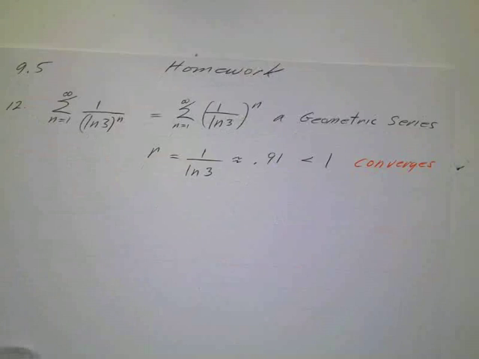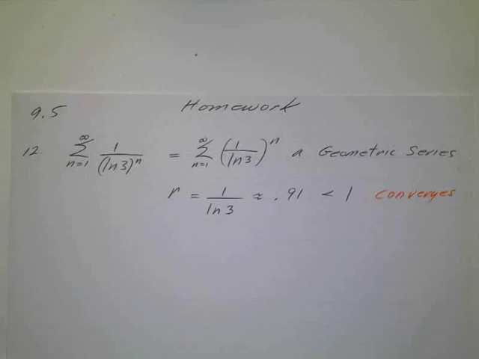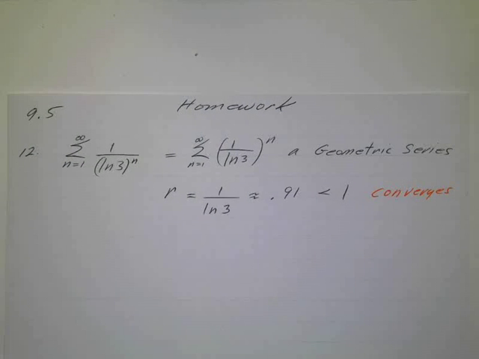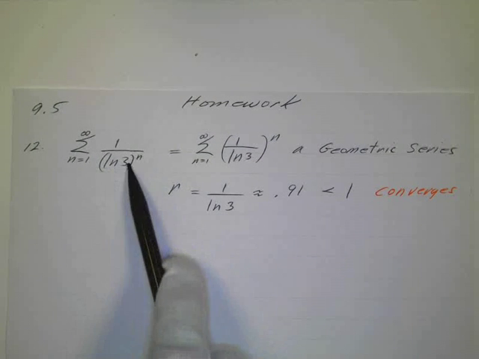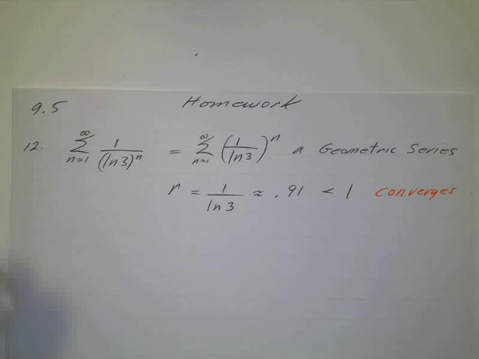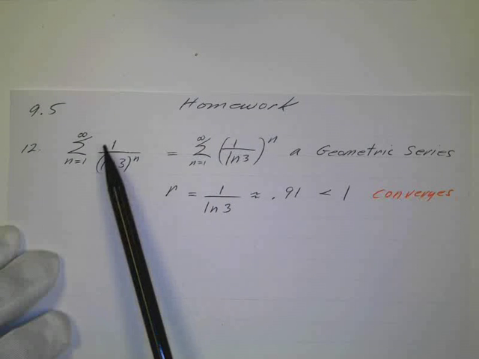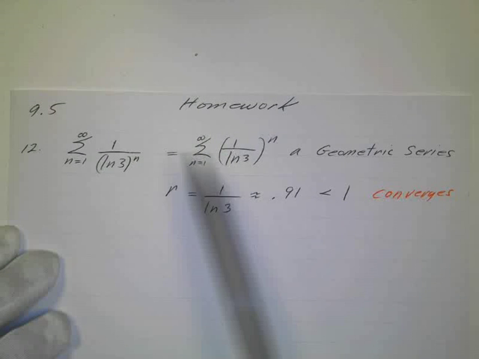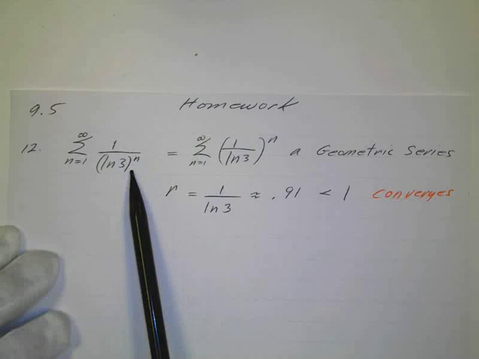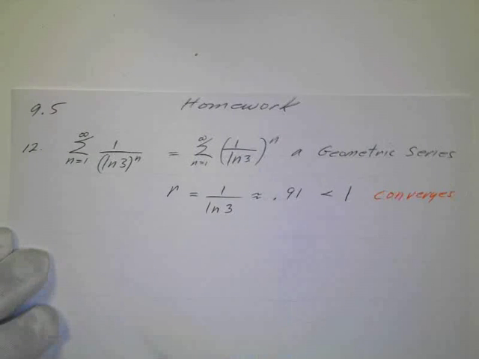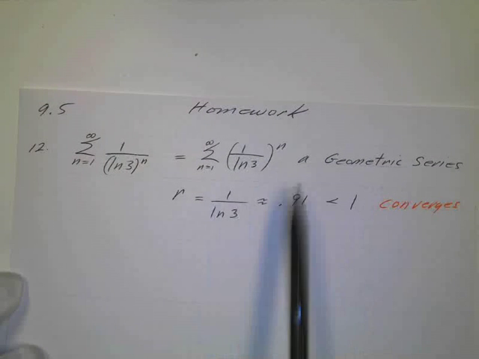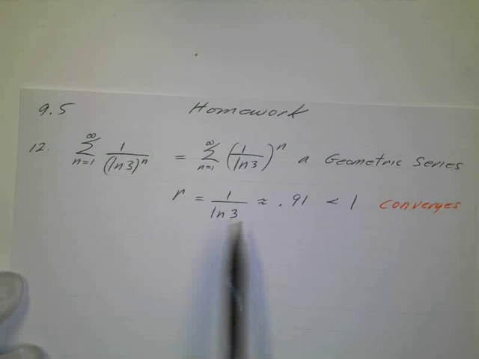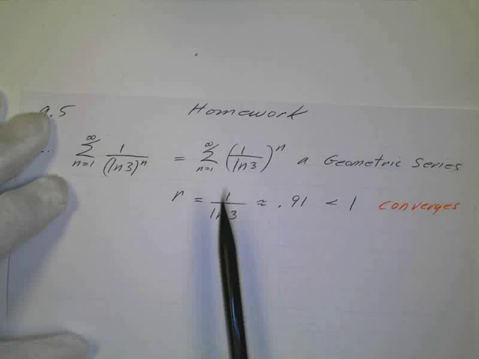Okay, and just one more here, number 12, to finish up this part of the assignment. In number 12, I have the summation from 1 to infinity of 1 over the natural log of 3, to the n. Again, we can write this as a geometric series. 1 to the n is the same thing as 1, so I could write this as 1 to the n over the natural log of 3 to the n, or just 1 over the natural log of 3, to the n. That again is a geometric series, and my ratio is 1 over the natural log of 3.